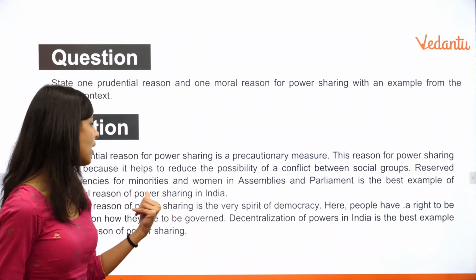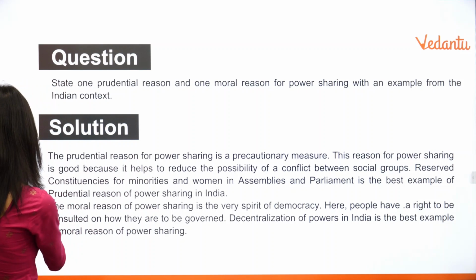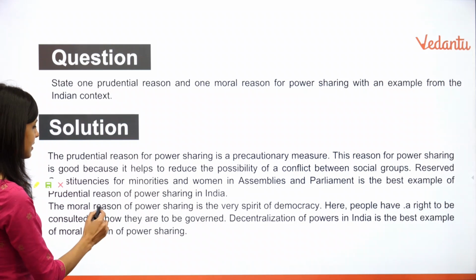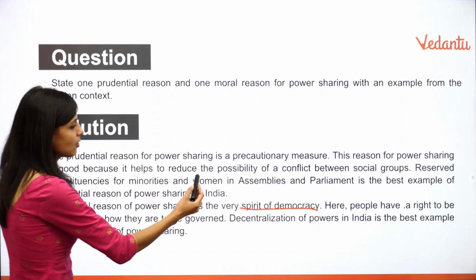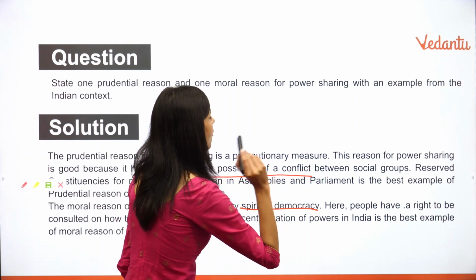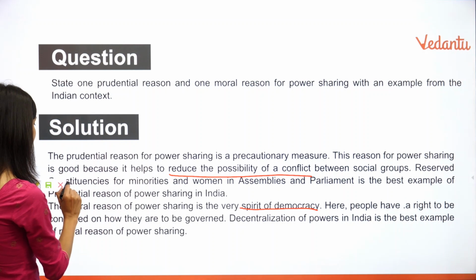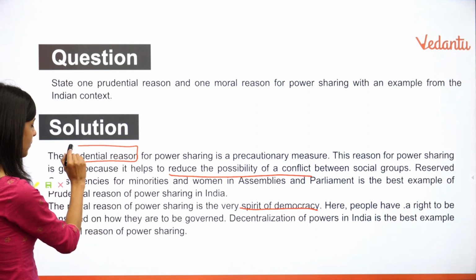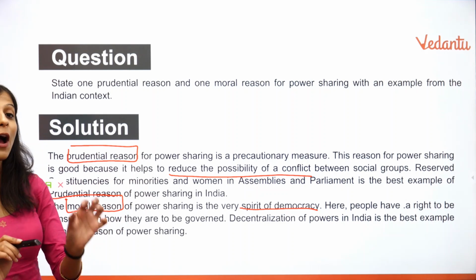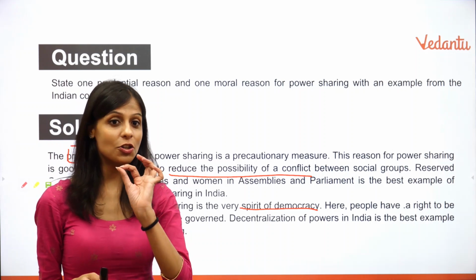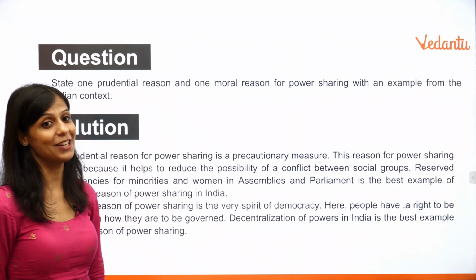But when you talk about moral, that's the very spirit. So in this case, you probably know what you need to underline here. It's the very spirit of democracy that you're going to underline. And in this case, you're going to reduce the possibility of conflict. So you have clearly mentioned with a black pen that you're going to talk about prudential reason, then with a black pen you're going to talk about moral reason, and then you have highlighted the important point. That's going to help you score really well.